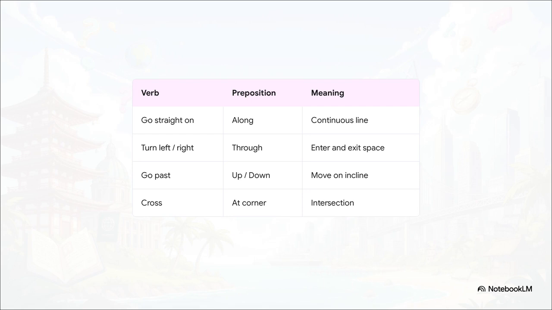Now look at how perfectly movement verbs pair with prepositions of direction. When you combine a specific action, like cross or go past, with a spatial path, like through or up, you're essentially downloading a perfect 3D map right into the listener's brain. Saying walk along the river or go through the park paints this instant vivid picture. It's a literal game changer for someone trying to navigate a city they've never been to before.